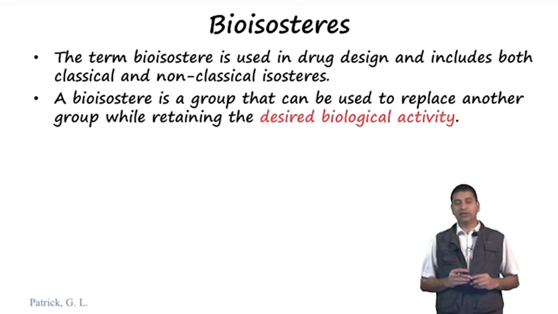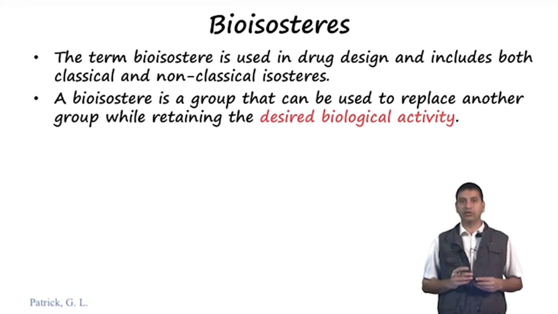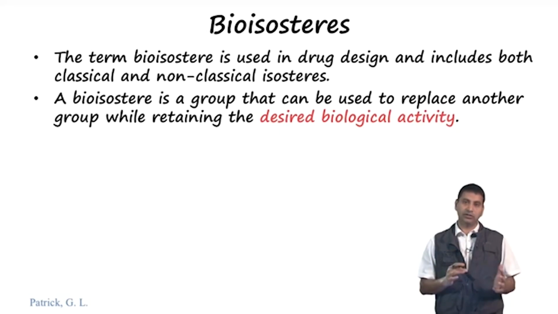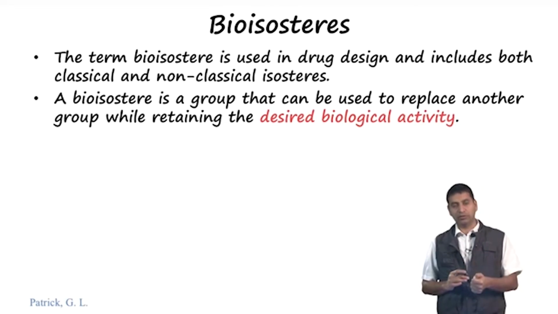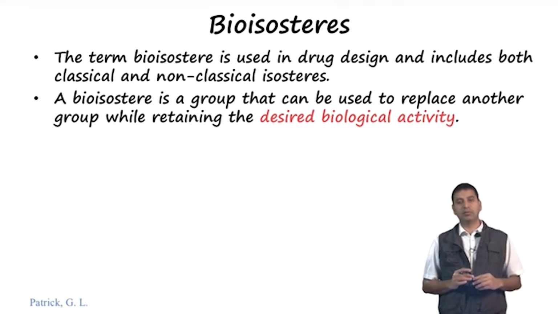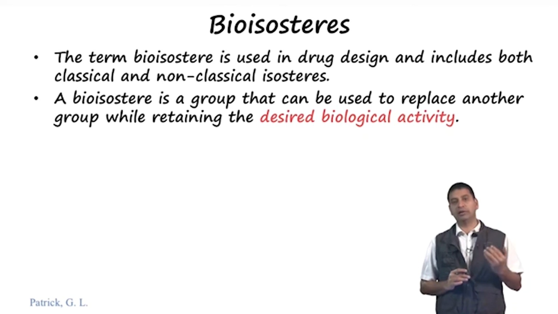In addition to that, there is another concept of isosteres known as bioisosteres. The term bioisostere is commonly used in drug design, and it is a superset of both classical as well as non-classical isosteres. In common terms in drug discovery, a bioisostere is a group that can be used to replace another group while retaining the same biological activity. That means that if I replace a functional group with another, the activity of the molecule does not change, or it can improve, and the desired biological activity can be achieved.